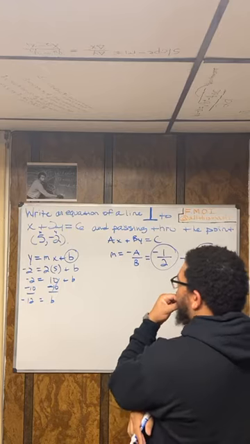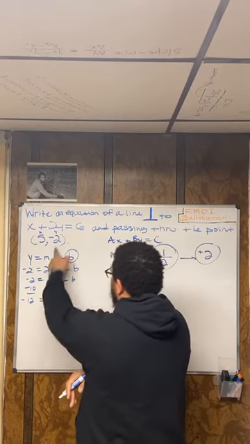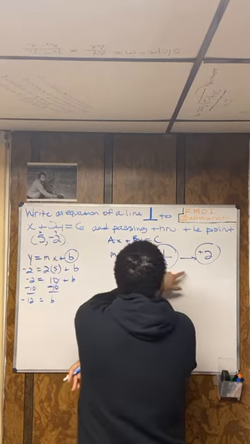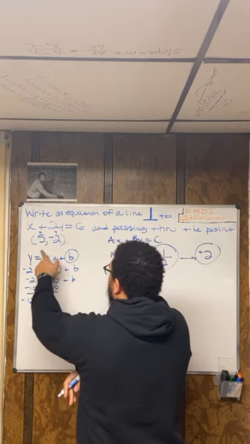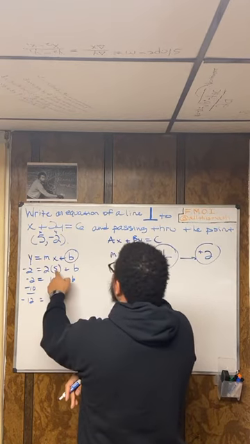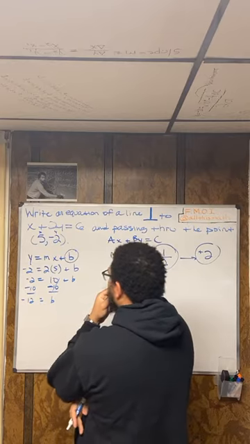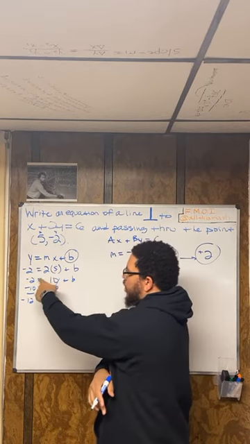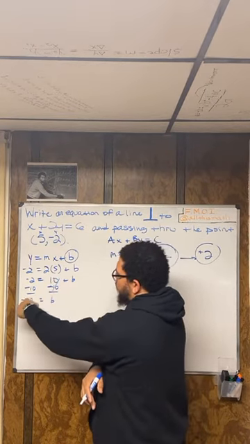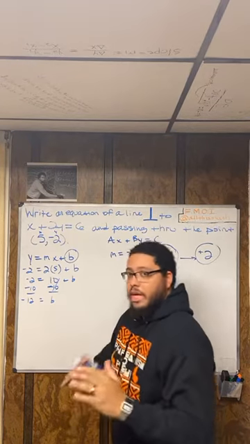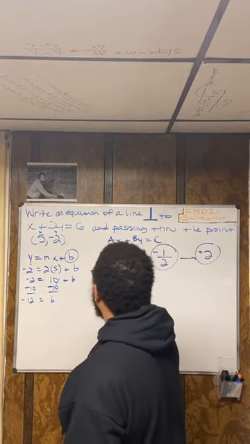Now let me look back over that and make sure I did everything correctly. My y was -2. My m was +2. My x was +5. Yeah, okay, we good. -2 equals 10 plus b. Subtract 10, subtract 10, -12 equals b. So now I can write my equation in slope-intercept form.